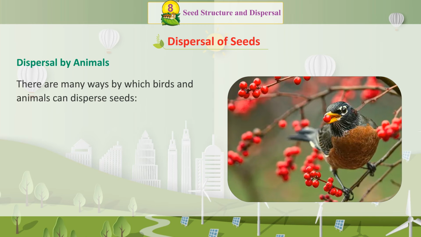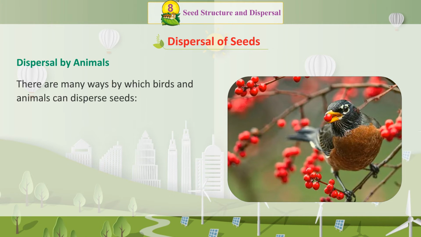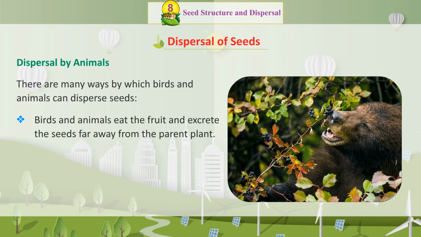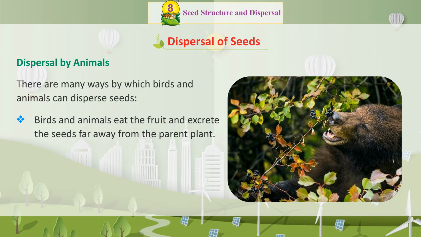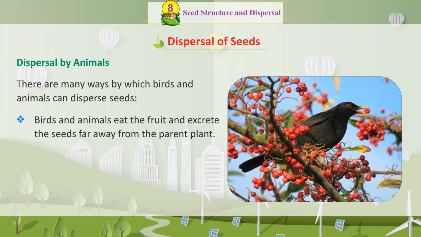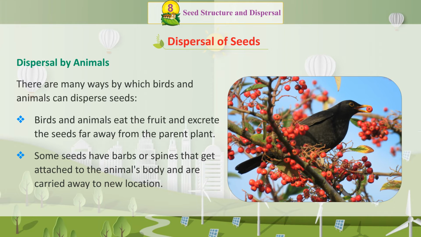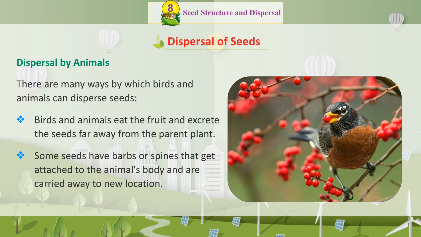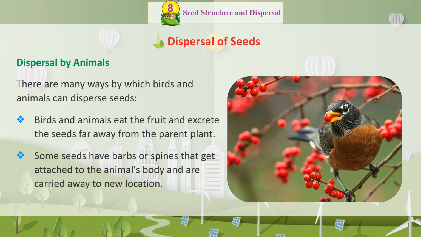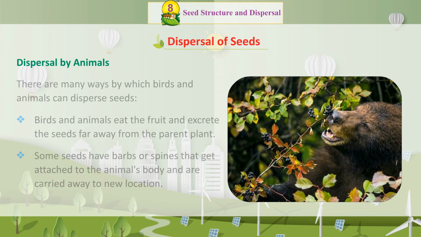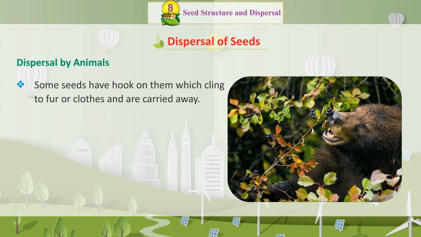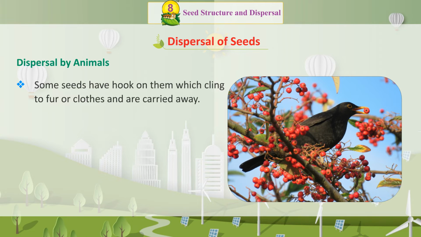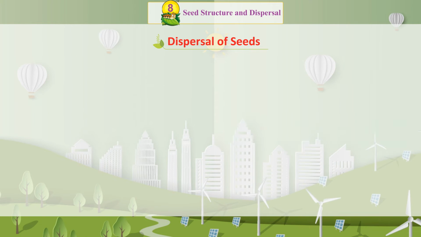Dispersal by animals. There are many ways by which birds and animals can disperse seeds. Birds and animals eat the fruit and excrete the seeds far away from the parent plant. Some seeds have barbs or spines that get attached to the animal's body and are carried away to a new location. Some seeds have hooks on them, which cling to fur or clothes and are carried away.